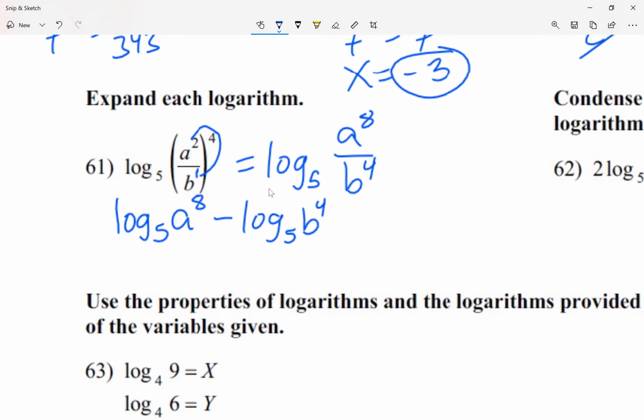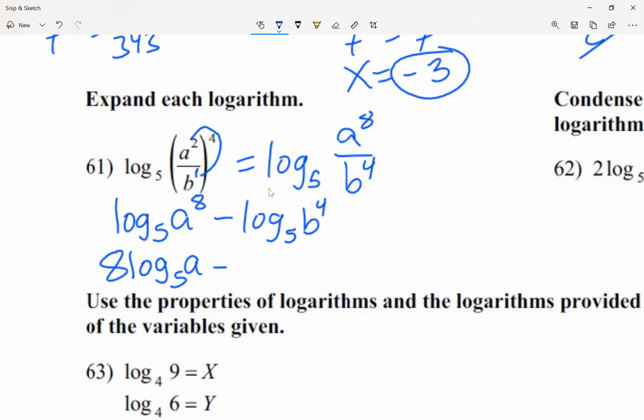So I'm going to write this as 8 log base 5 of a minus 4 log base 5 of b. Notice how each exponent, I brought it to the front of each log. And that's it. 8 log base 5 of a minus 4 log base 5 of b. If you can simplify any logs, if I had numbers, then by all means do simplify.